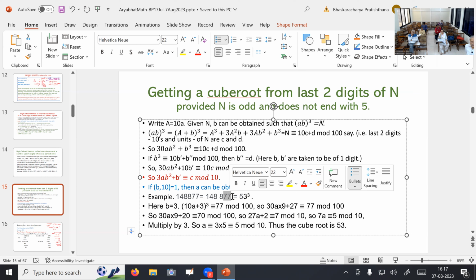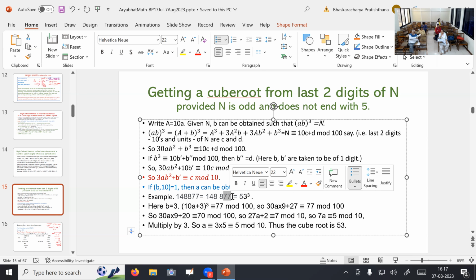So you can cancel 7 for example, and you get 30A into 9 plus 20 is congruent to 70 modulo 100. So you can divide by 10, take 2 to the other side, and you get 7A congruent to 5 modulo 10. Now to get A, you may multiply by 3. So you get A congruent to 5 modulo 10. So the cube root is 53.